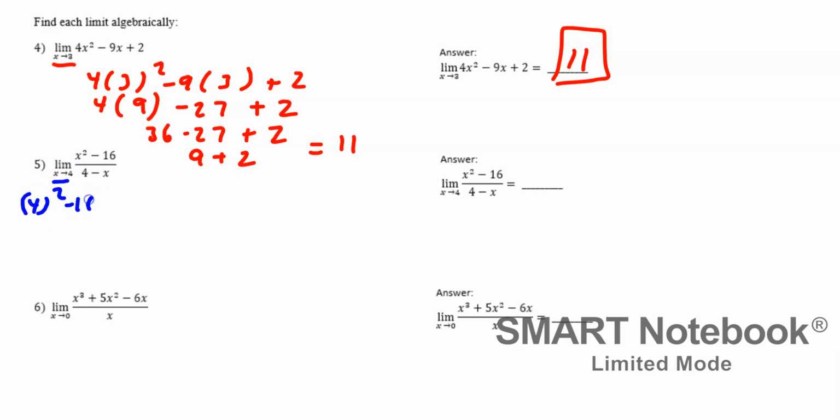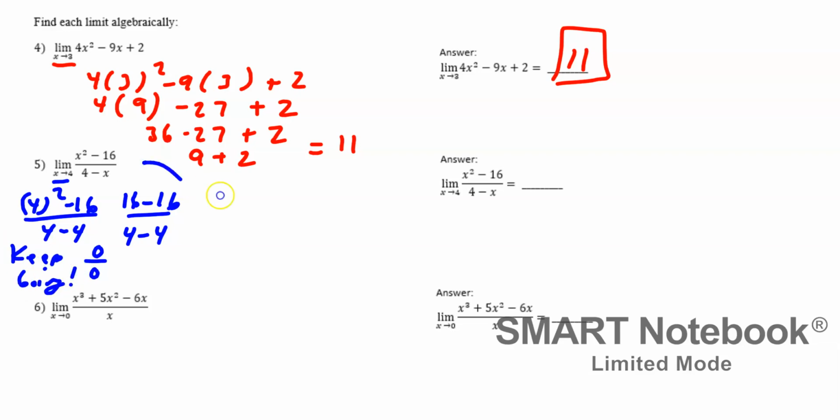First thing I'm going to do is plug in 4 top and bottom. However, this time I get 16 minus 16 on the top, 4 minus 4 on the bottom, so I get 0 over 0, which is the indeterminate form. I can't divide by 0, so that means I need to keep going.